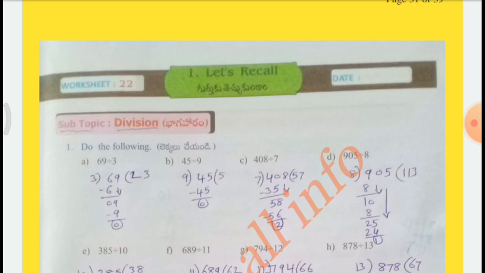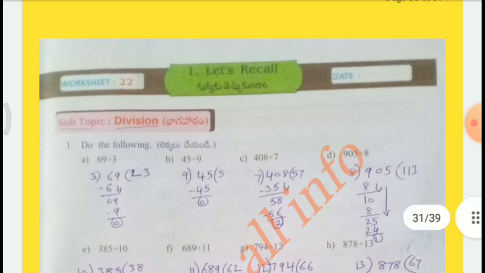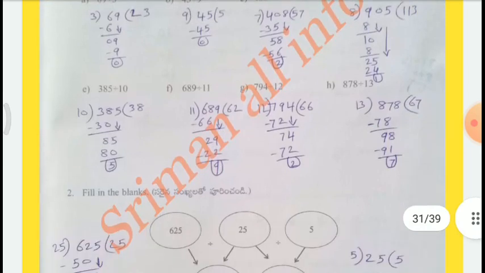905 divided by 8. 9, 8 1 is 8. 10. 8 1 is 8, 25, 8 3 is 24, remainder 1. In this way, we can do the remaining divisions.